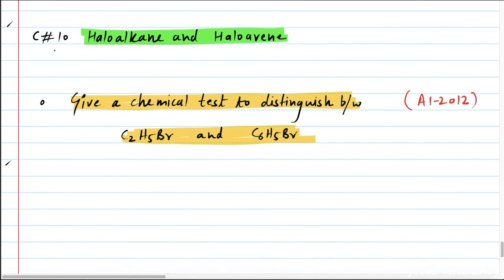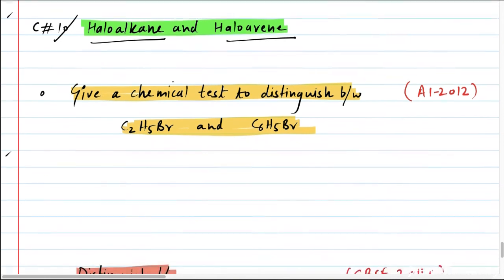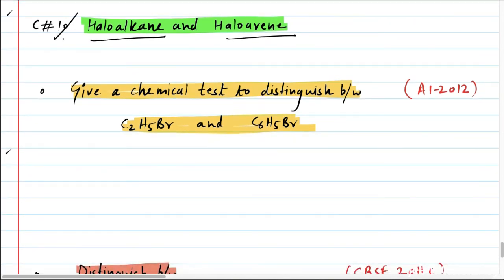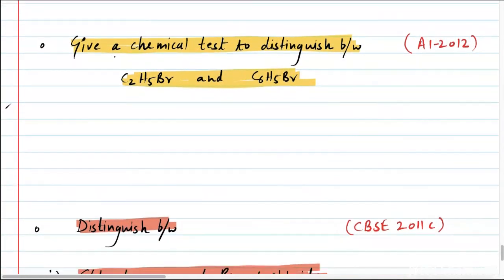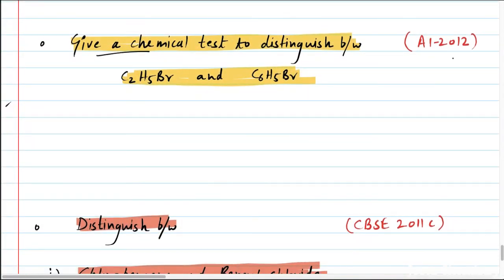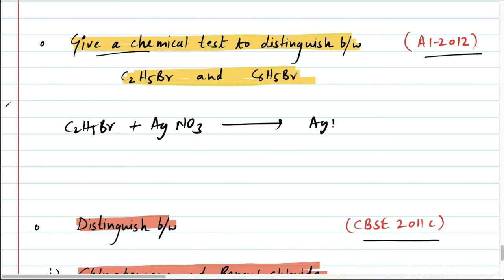Okay, so now we have haloalkane and haloarene, all the chemical tests. In chapter number 10, very few chemical tests are there. Only 2 chemical tests were asked in All India 2012 and in CBSE 2011. Number 1 is C2H5Br. This is your pure single bond. This is your benzene ring having Br on top, so resonance is there. So C2H5Br, by combining with what? AgNO3. Very simple.